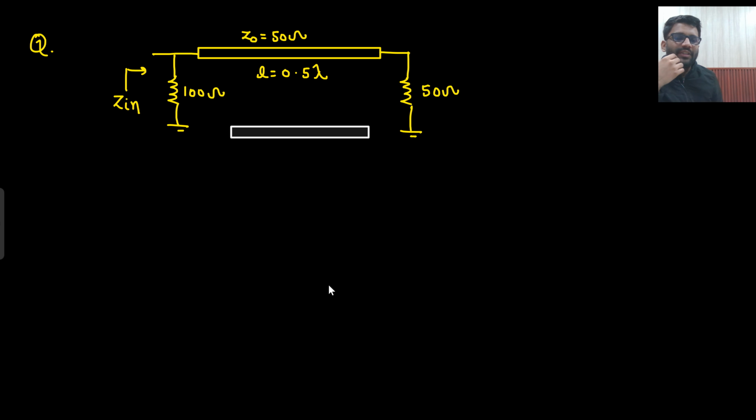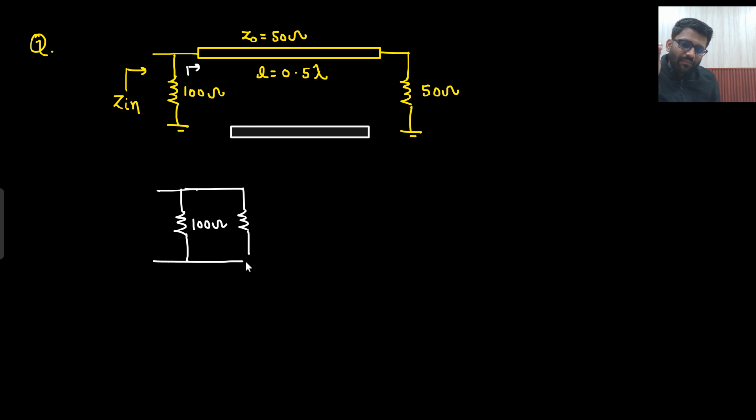So what do you think, what will your Zin be? Length is lambda by 2. So what will be this impedance? Looking from here, length is lambda by 2, so the same 50 ohm will be repeated. So what will be your Zin? Here you are having 100 ohm. The same 50 ohm is repeated here. So here you are having 50 ohm.